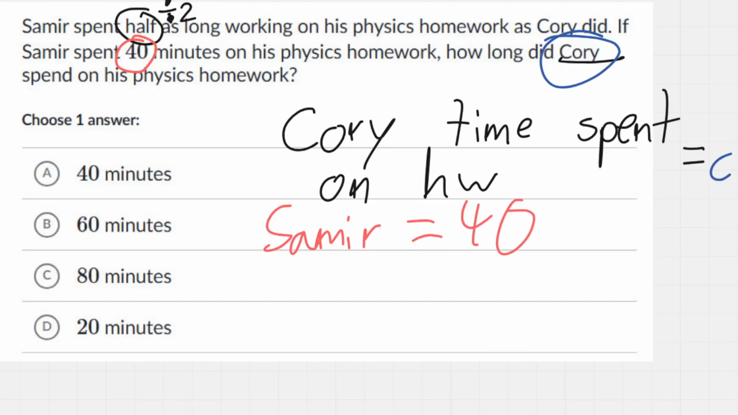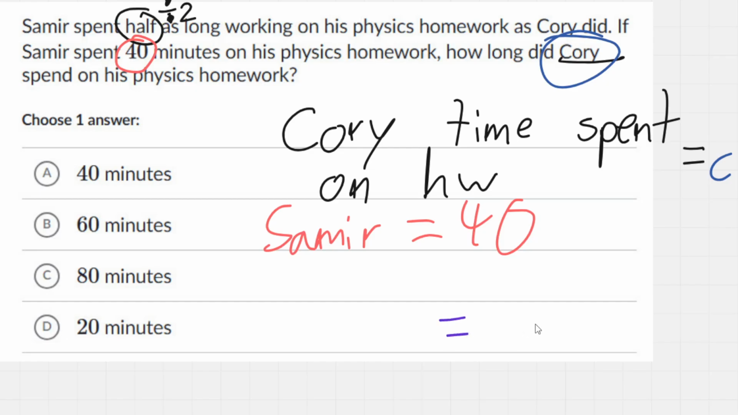There's not much more to write about it because they're just saying, hey, Samir spent 40 minutes on his physics homework, and we can acknowledge that. 40 minutes is Samir. Corey, we don't know. All we know is that Corey is equal to C. That's all we know. Samir spent half as long working on his physics homework as Corey did. Okay? So then you can acknowledge that your answer is actually going to be, what color do we want it? Mustard? I want mustard. Oh, it's going to be really hard to see. What about purple? Purple might work for me.